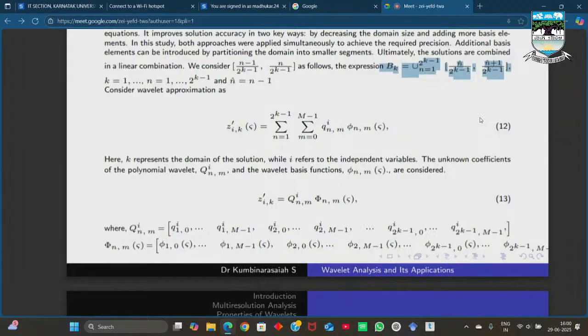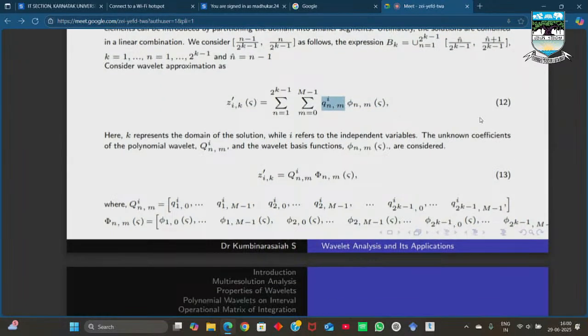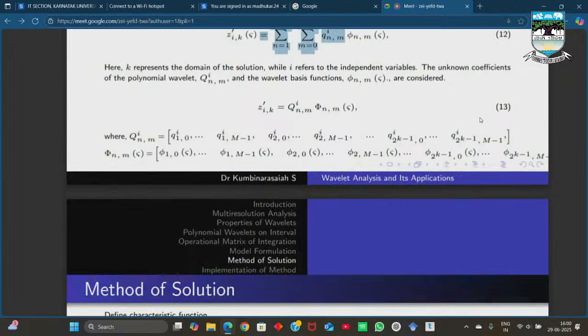In general, I am defining, let's say, I_k prime, the rate of change of male love, female love, similarly children and society. This is approximated by this. This is my wavelet function defined above, and these are the unknown coefficients. Here, this entire term I represented by the capital Q. Equation 13 represents a simple representation of equation number 12. So Q is a matrix representation of the unknown coefficients. Similarly, this phi is a matrix representation of your wavelet function.